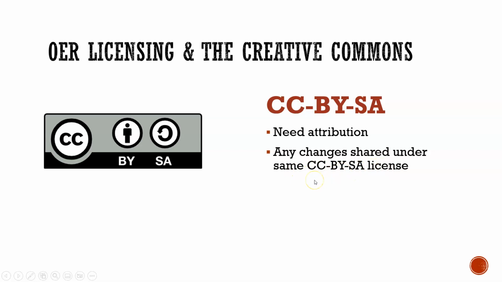So basically, if you create something new from the original OER item you had found, you have to share it under the same license, so that Creative Commons Attribution Share Alike license. So when you're putting a license on that own derivative work you've created, we're going to have to give that same license, that BY SA license.